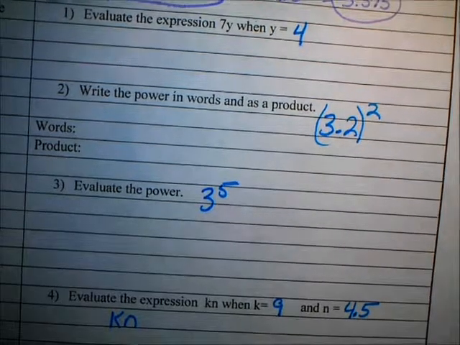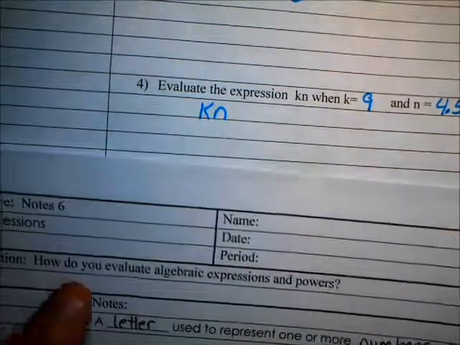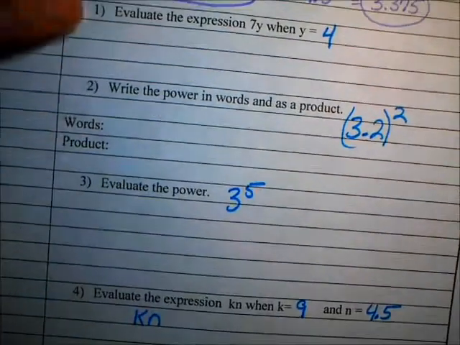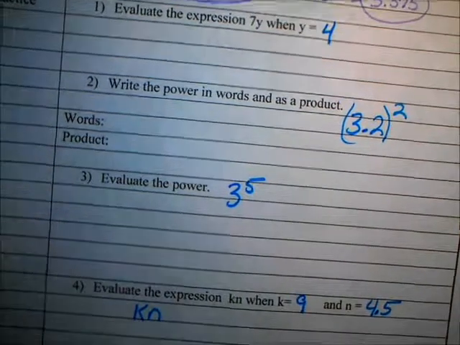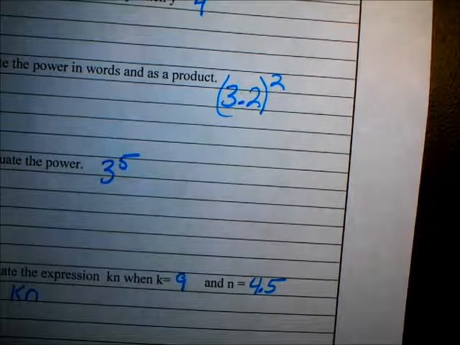Okay, once you have these worked, do make sure you answer your summary question, which, remember, was how do you evaluate algebraic expressions in powers. So you have 4 examples here showing you how to do that process. Make sure you answer that, and you can start your homework.